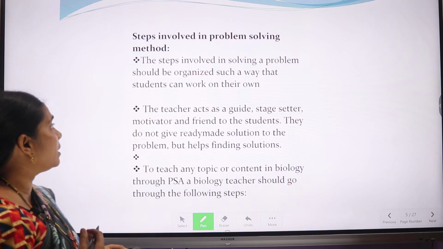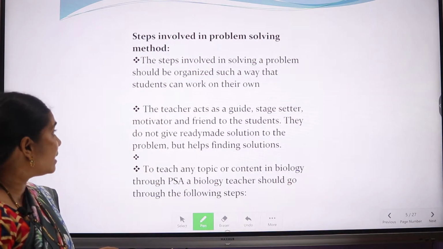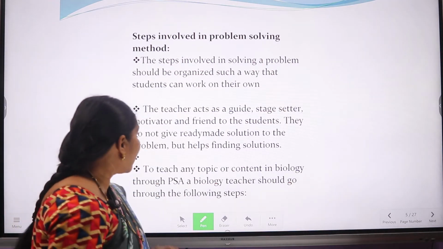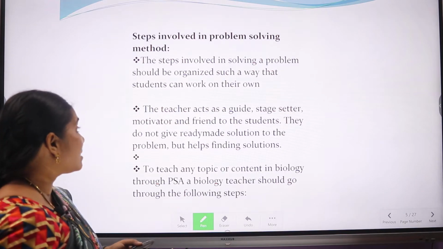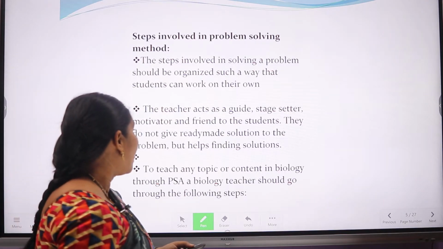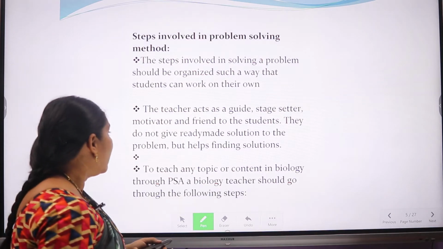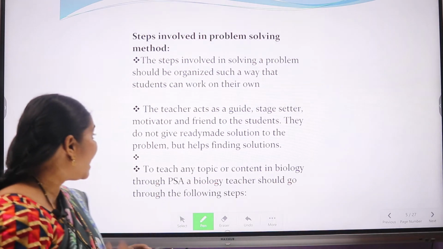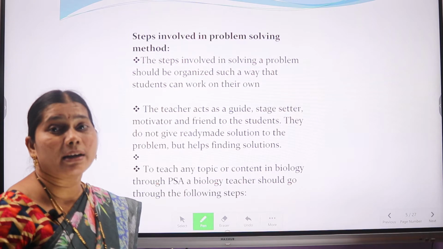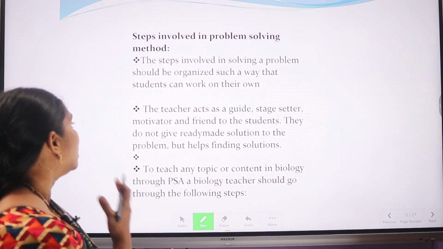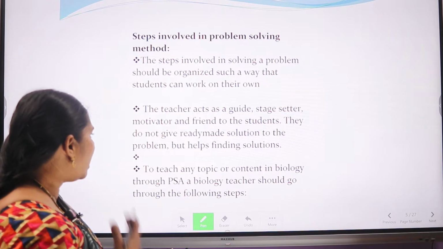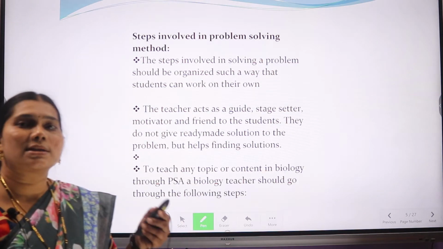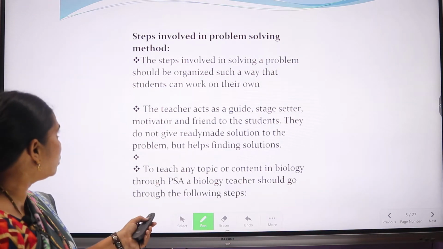The first point is that the steps involved in problem solving should be organized in such a way that the student can work on his own. The second is that the teacher should act as a guide, a stage setter, a motivating friend, and should never give a ready-made solution to the students, but help them find a solution by creating a stage. This is the role of a teacher. Then, to teach any topic or content in biology through the problem solving approach, what steps do we have to follow? We will look into this in the next slide.